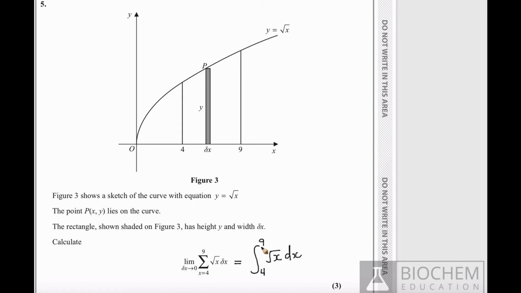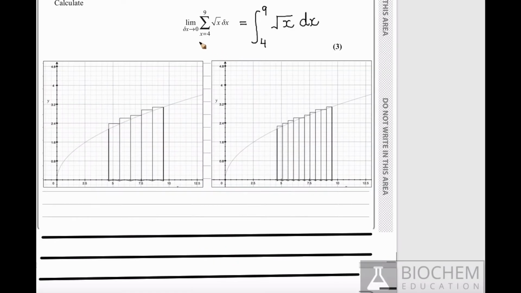the area under the curve by taking the integral of square root of x between the x values of 4 and 9. But it is good to understand why this is the area under the curve. So let's understand how these two equations are equal to each other. Here is a graph of y equals square root of x.